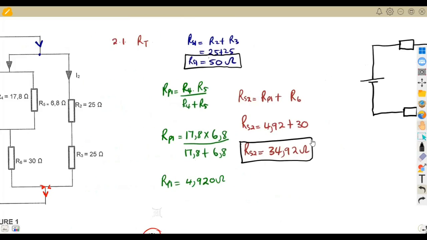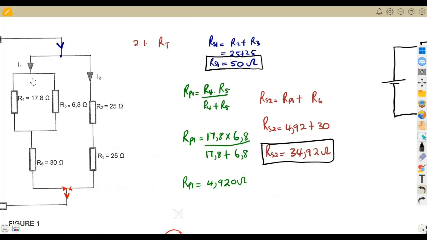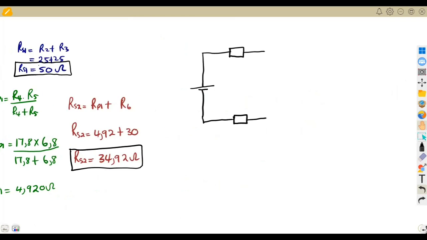So this is what happened. You combined these resistors here in this parallel combination and the series one. This part, you got this 34.92. So it's now a single resistor, this one. So we are going to represent this as a single resistor like this. We had a parallel combination. So this is now a single resistor. We combined everything. All right.